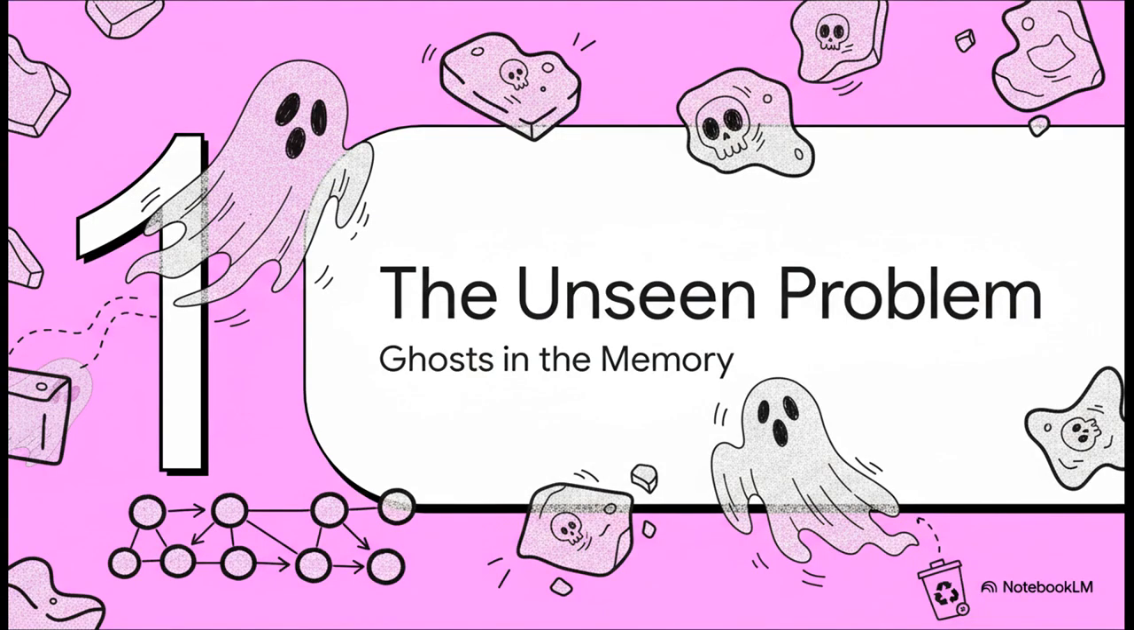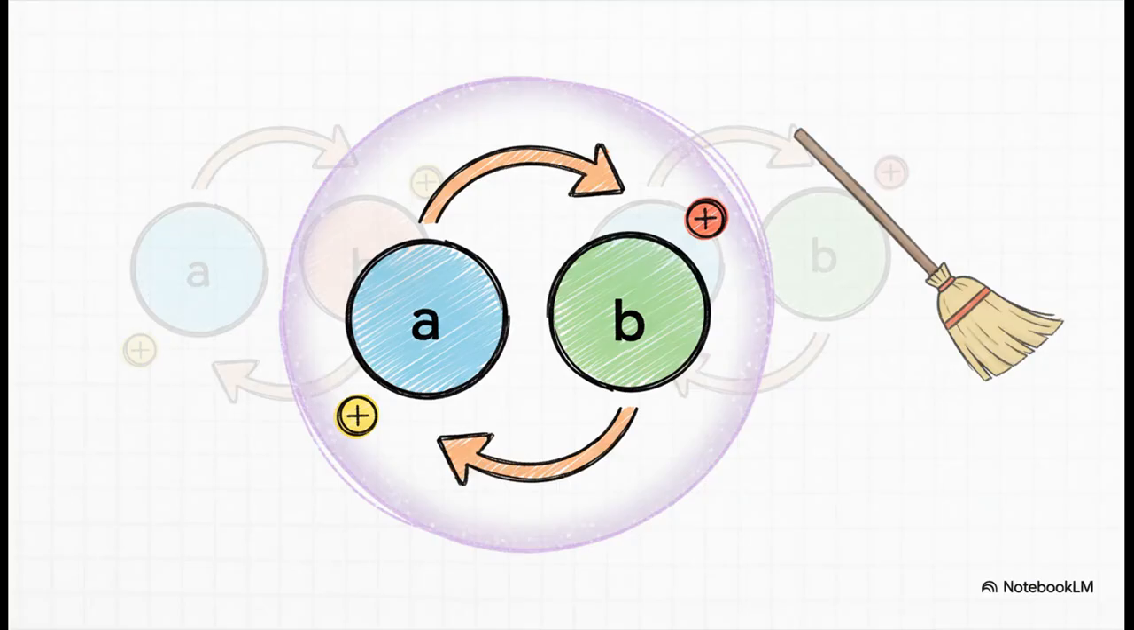What exactly is this unseen problem? Well, it all starts with Python's main strategy for memory, which is called reference counting. It's simple, it's usually really fast, but it has this one critical blind spot, and that's what creates these ghosts in our memory.